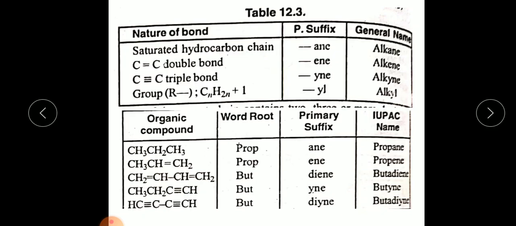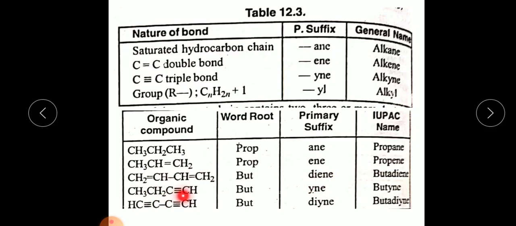Now next, for example, if you have 3 carbon atoms, all in a straight chain and all with single bonds, then the word root, because of 3 carbon atoms, is prop, and the primary suffix, since it is a single bond, is ane, so the IUPAC name will be propane. Like that, over here we have 3 carbon atoms and a double bond, so because of that double bond we write ene, so it will be propene. Over here we have 4 carbon atoms and 2 double bonds. Because of 2 double bonds, we write diene. Di means 2, ene is double bond.